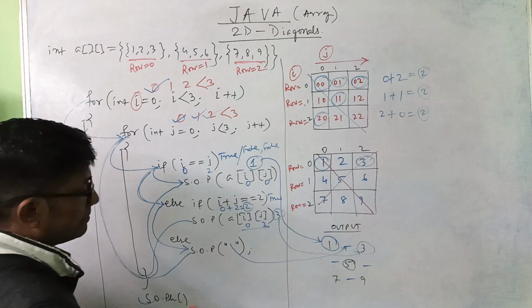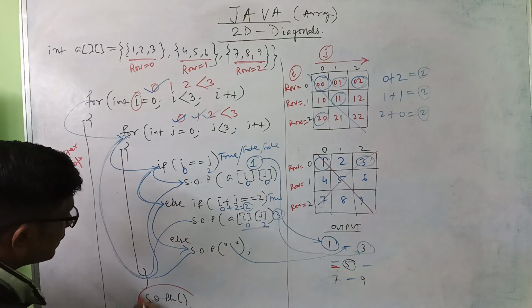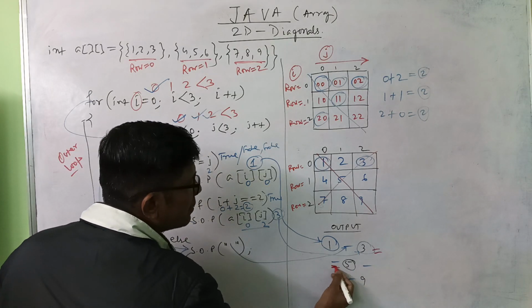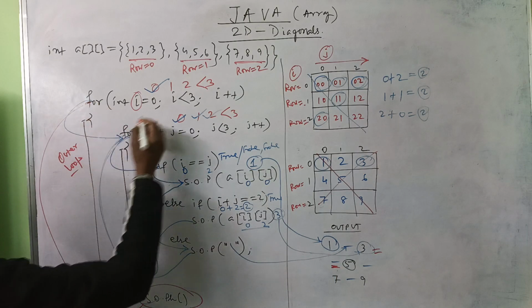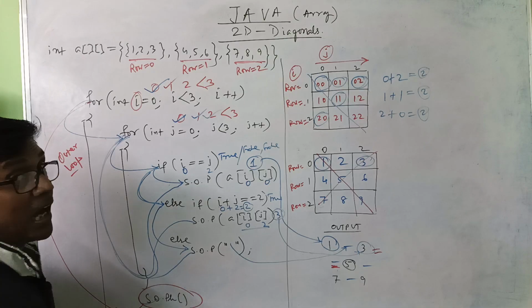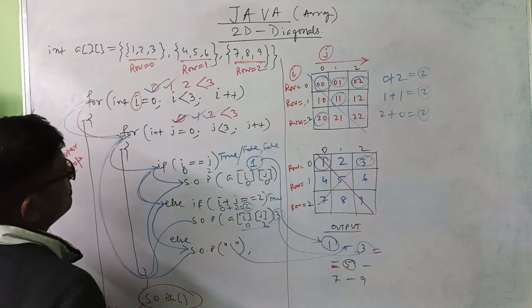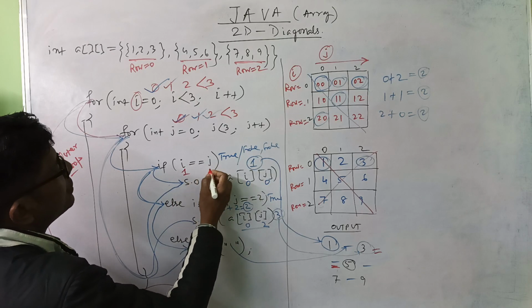I'll write using a different pen. The cursor is waiting here because of this line. The cursor was here, now it's coming here. Going back. I equal to 1. Come inside. J once again. I equal to 1, J equal to 0.